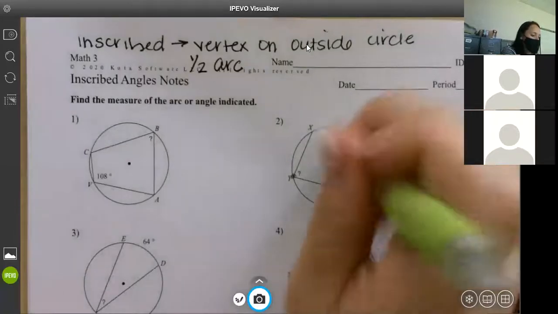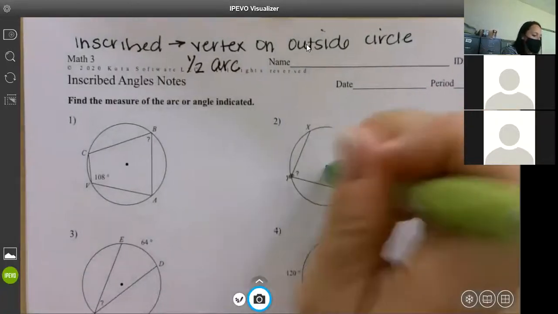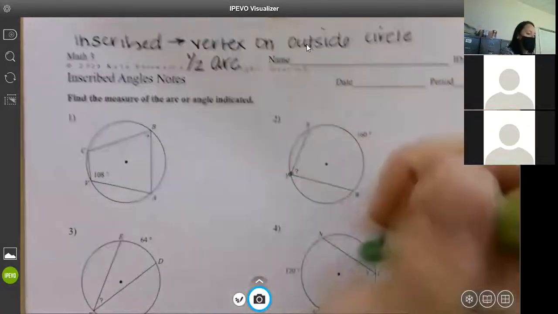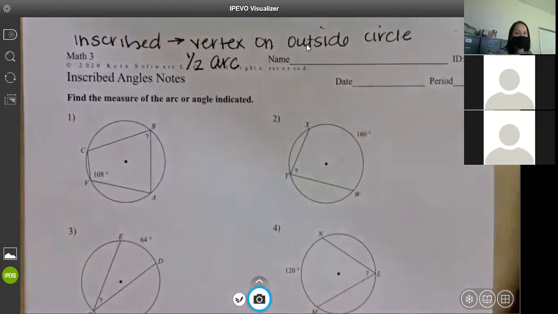Okay, and like I said, I'm just going to erase this off. I was just trying to give you a visual of what we did yesterday compared to what we're doing today. So again, central is equal to the arc. Inscribed is half the arc. So I'm going to start with number 2. We'll come back to number 1 in a few minutes. Let's get this down first before we do a really hard one. I'm not even sure why that one's on there.